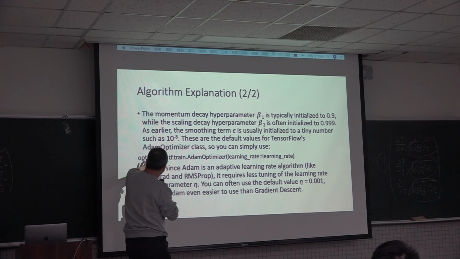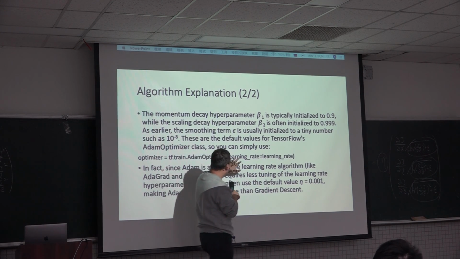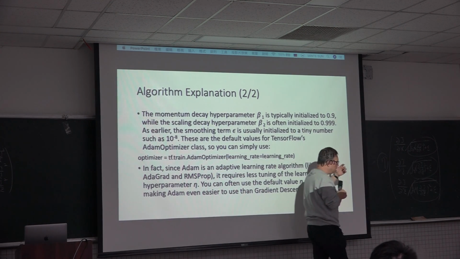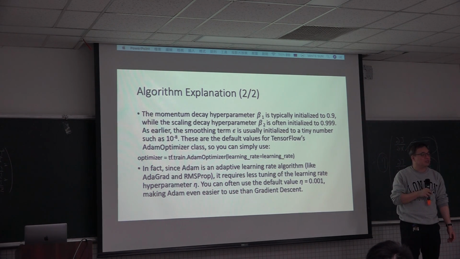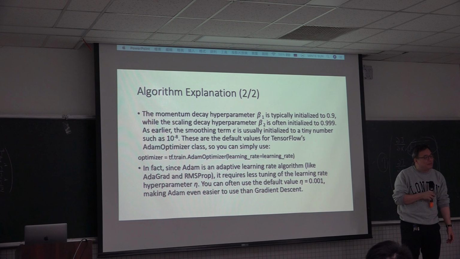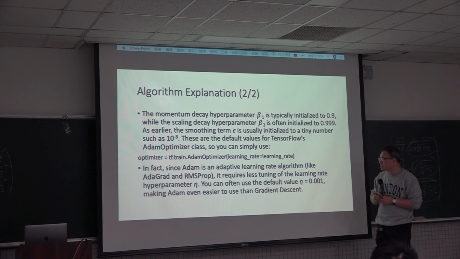So how do we use that? Just optimizer equals this Adam optimizer with learning rate equal to learning rate, if you only want to use the default values of these hyperparameters. If you want to tune them, then you have to specify these parameters in order to change their default values.